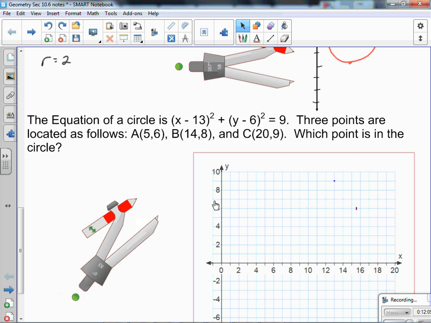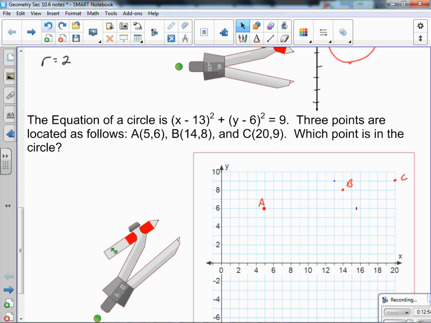So the points, you got A at 5 on the x, 6 on the y. There's point A. Point B is at 14 on the x, 8 on the y. And C is at the point (20, 9), 20 on the x, 9 on the y. Alright, so one of those 3 points should be in the circle.